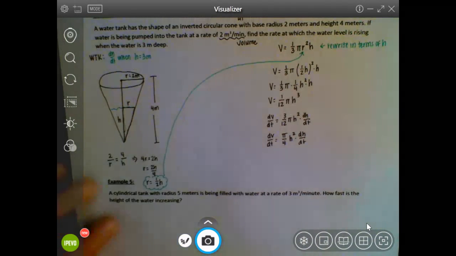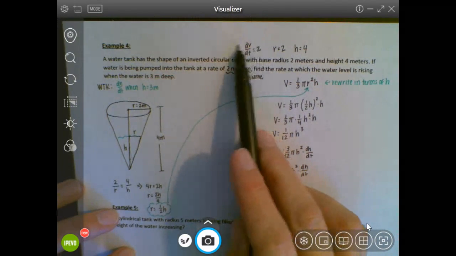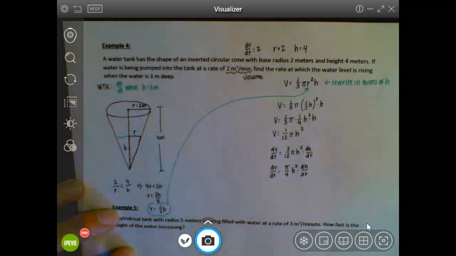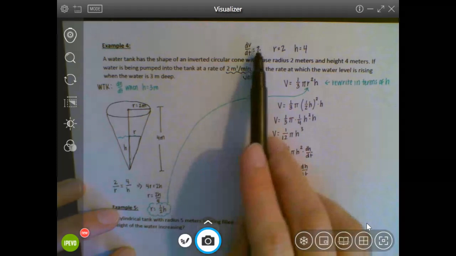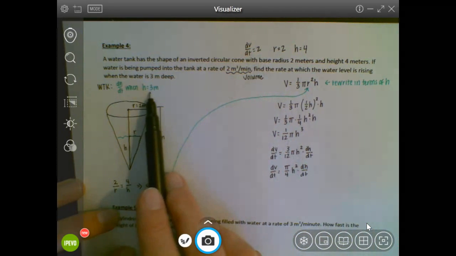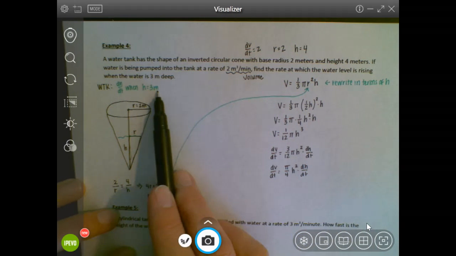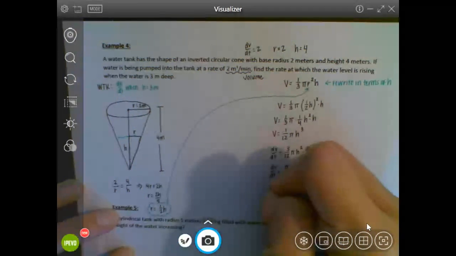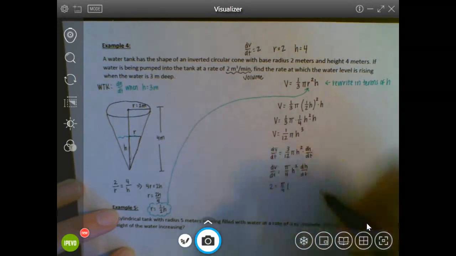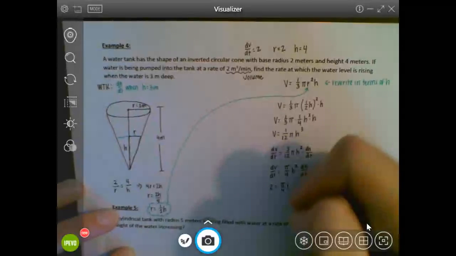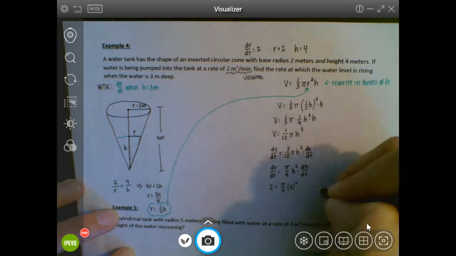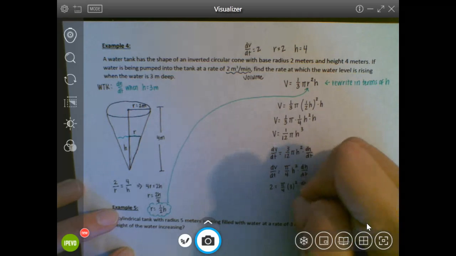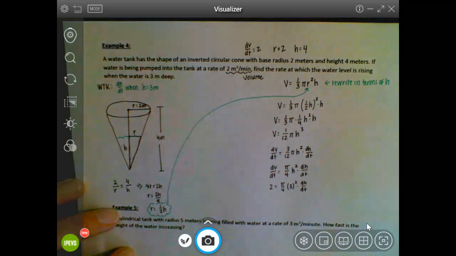Okay, so now this other piece of information can come in. I know what dV/dt is, and I haven't used the fact that I know what the height is. So at the instant that the volume is changing at 2 meters cubed per minute, it's telling me that I want to know how fast the water level is rising when h is 3. So at this point, I'm going to substitute in my 2. It's going to be equal to pi over 4. I'm going to substitute in my h of 3, and then I'm going to leave the dH/dt as my unknown. And I'm just going to simplify over here.